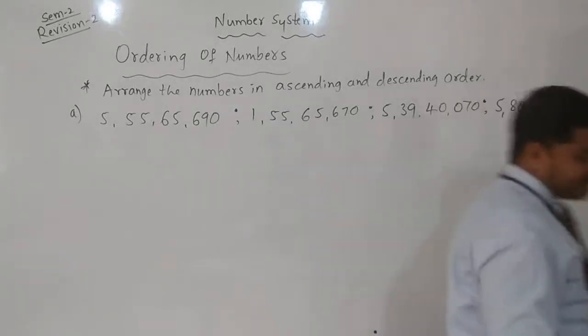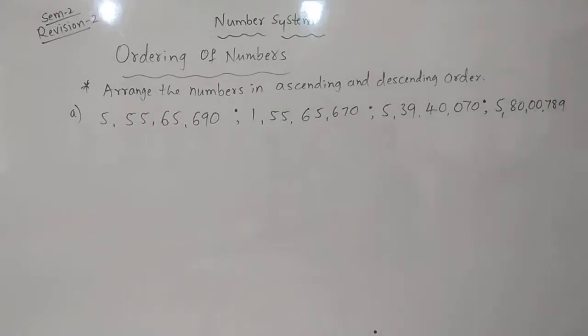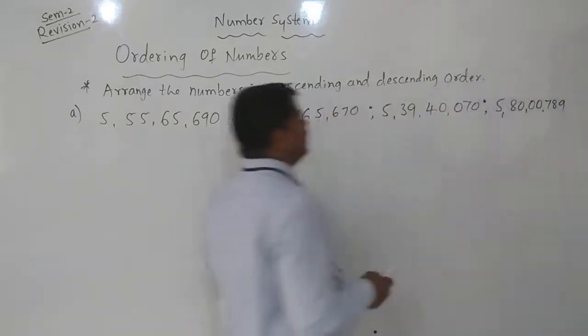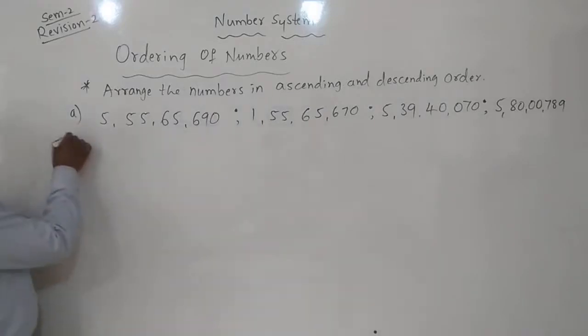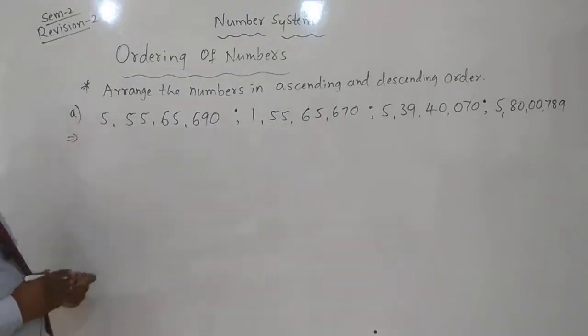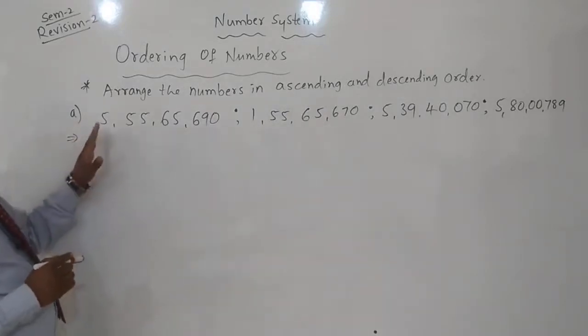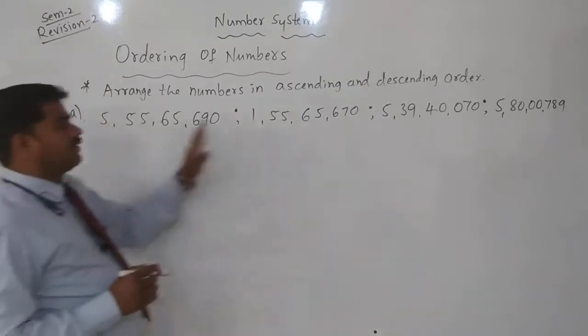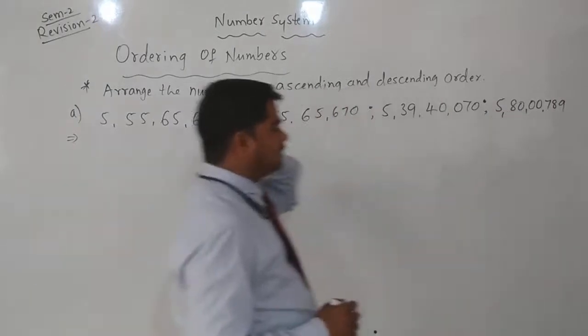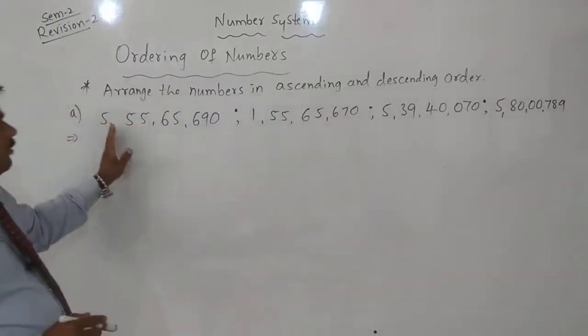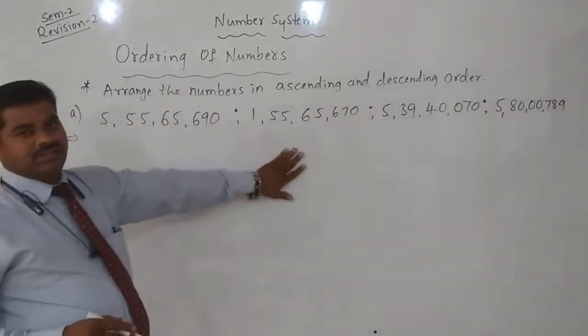Can you see this last one? Last number. Is it clear? Yes, you can see. Now arrange these numbers in ascending and descending order. Just compare the numbers first. Which is the smallest number among these four numbers? Here 5 crore, here 1 crore, here 5 crore, here 5 crore. While comparing all four numbers, 1 crore is the smallest one.